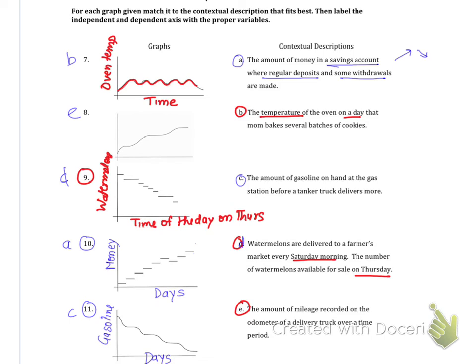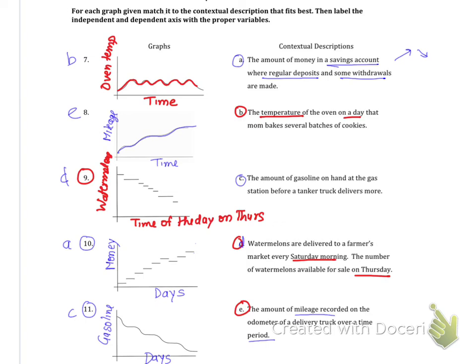So E is the amount of mileage recorded on the odometer of a delivery truck over a time period, mileage. So it's just like a continuous process. The mileage will keep on going as time proceeds. So you see it's going up slowly, and that's the E graph, time, and here it is mileage.